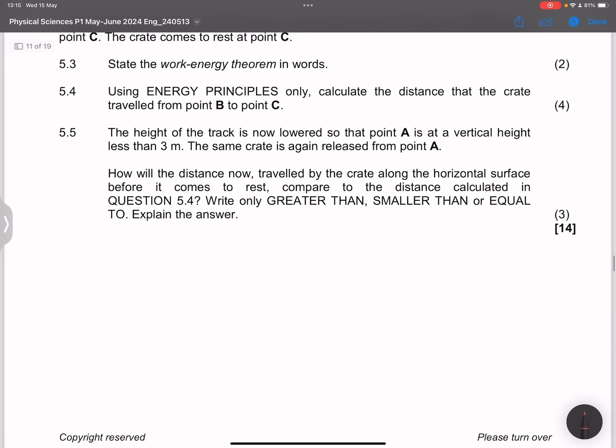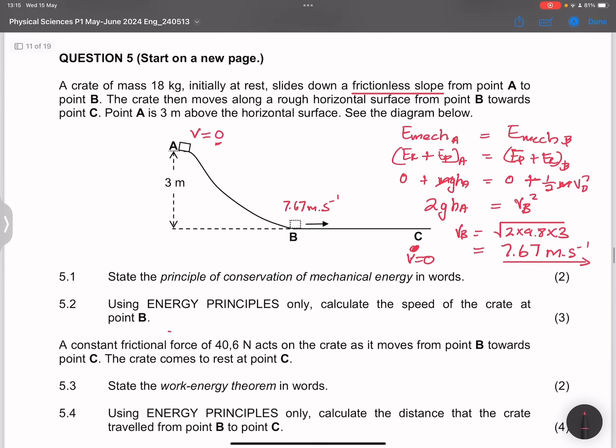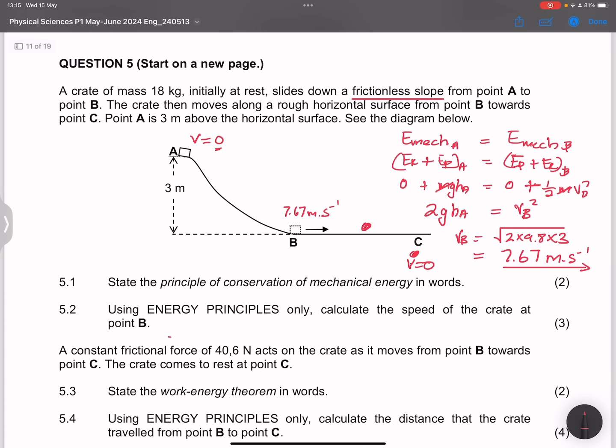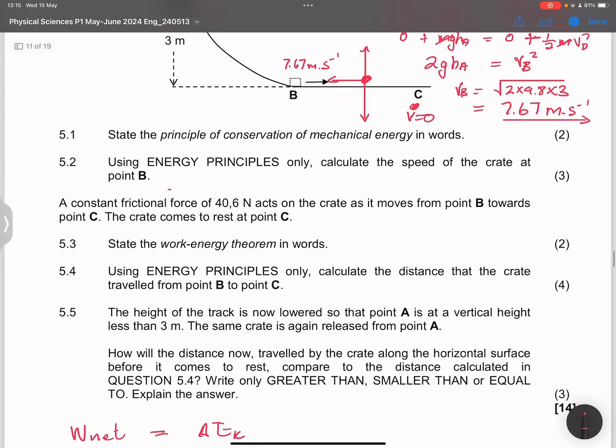Now let's quickly have a look at it. We'll say, well, the net work done would be equal to the change in kinetic energy. And please note, it's always a clue that once they ask you to state a principle, you are likely going to use it in the next question, right? Now, which are the forces that are acting on this trolley as it slides? In this case, it's going to be gravitational force. It is going to be the normal force, but we're also going to have friction. So remember, there's no applied force in this case, right?